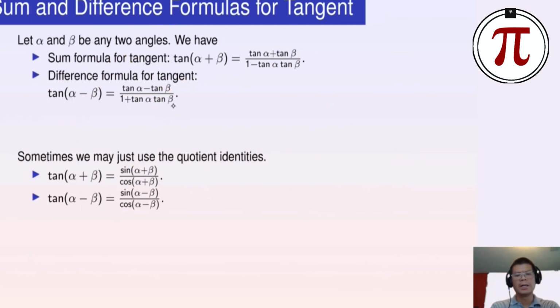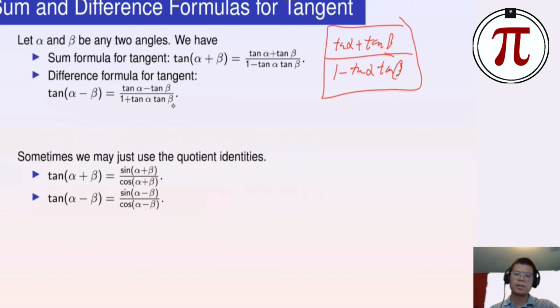All right. Now let's consider the sum and difference formula for tangent. Let alpha and beta be any two angles. The formula for tangent summation is a fraction: tangent alpha plus tangent beta over 1 minus tangent alpha tangent beta. So for the summation, the top is a sum and the bottom is a difference. But for the difference formula, you just take the opposite.